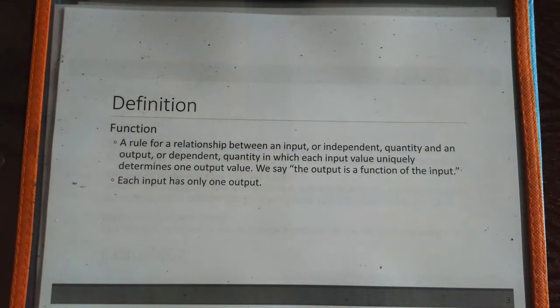A function is a rule for a relationship between an input, which is also known as an independent quantity, and an output or a dependent quantity, in which each input value uniquely determines one output value. The way we say that out loud is the output is a function of the input. Kind of the short way of saying this is each input has only one output. So if you give this function a value, it can only give you one value in return.